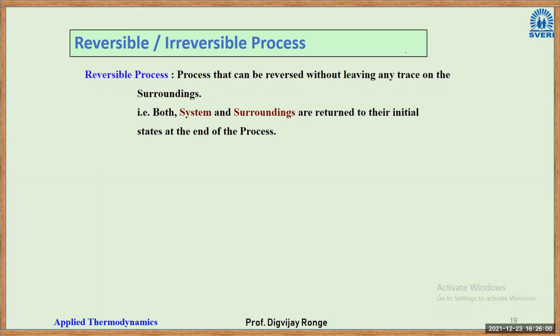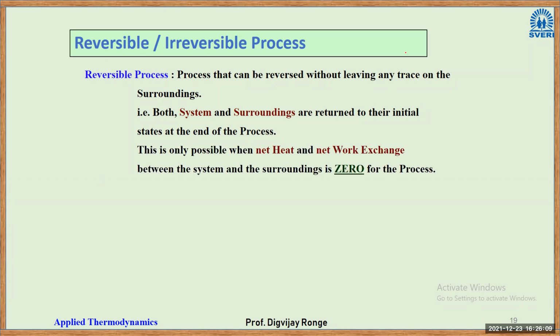So both system and surroundings are returned to their initial states at the end of the process without any trace. That means it is as if this thing never happened. This is only possible when net heat and net work exchange between the system and surroundings is zero for the process. You gave heat and also took it back, right? In that case total heat transfer will be zero. You did work and work was also done on you, so in that case total work done will be zero.